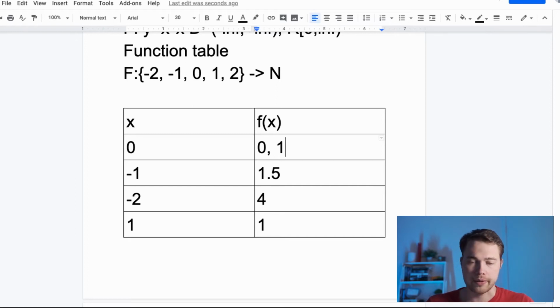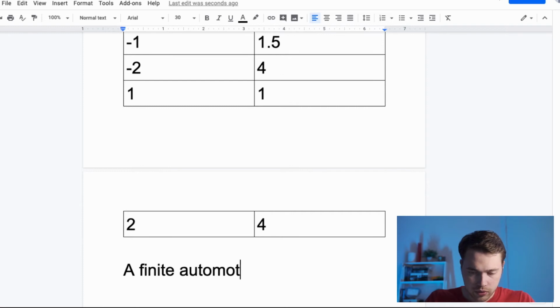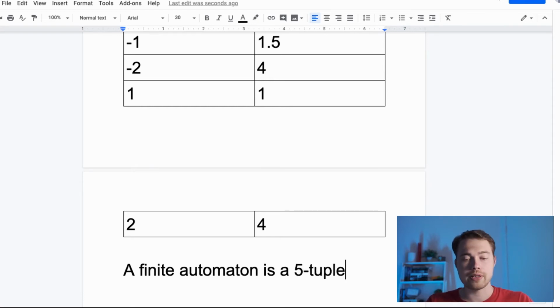Okay, finite automata. We're going to introduce it now, and then we're going to reintroduce it again. Finite automaton, singular of automata, is a really weird word. A finite automaton is a 5-tuple. What does it mean? It means it's a sequence of 5 things, 5 sets, 5 elements.